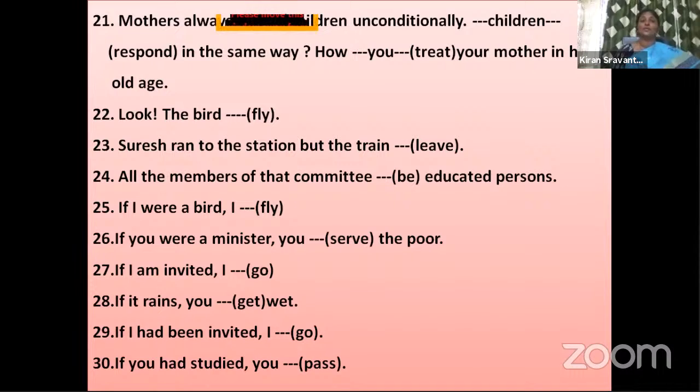So Suresh ran to the station, but the train had left. In bracket B form, all the members, subject plural, all the members of that committee are educated persons. Then again, the unfulfilled condition, the 25th sentence.